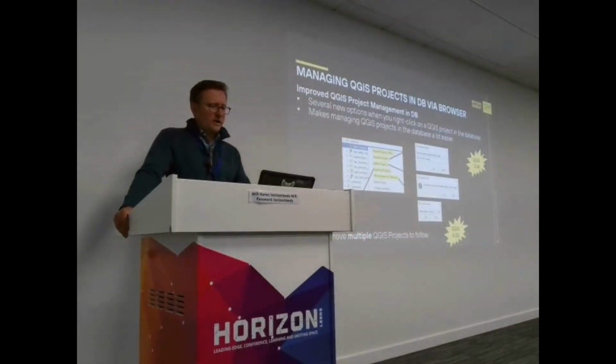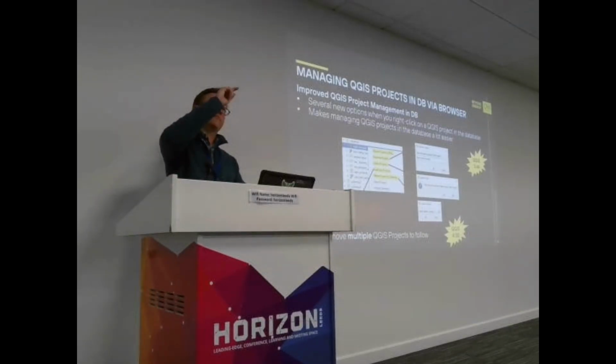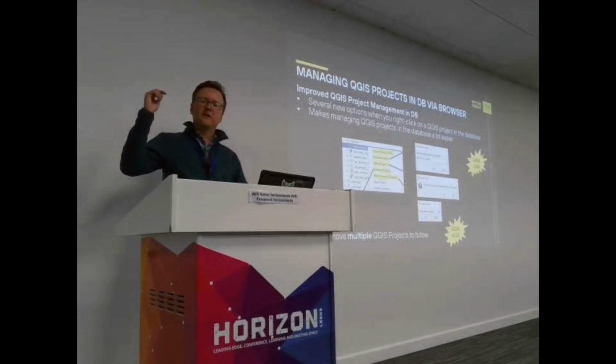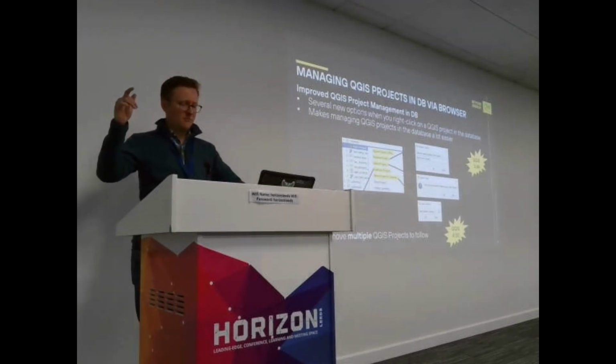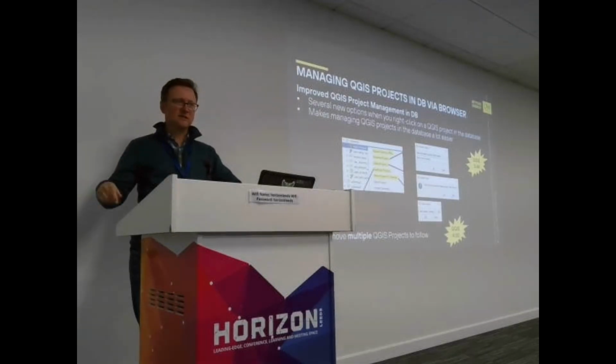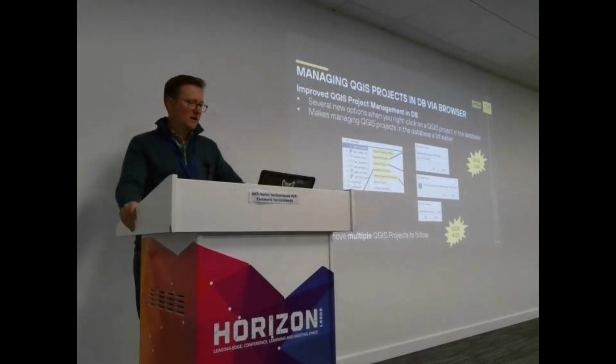So there's a lot of new right-click options here. Previously, if you wanted to even just delete a project, you'd have to go into the menu. You'd have to go project, save to PostgreSQL. You'd have to select the schema. You have to select the layer, and then you go manage, and you go delete. It's a lot of clicks just to delete the QGIS project. So that's a new option there.